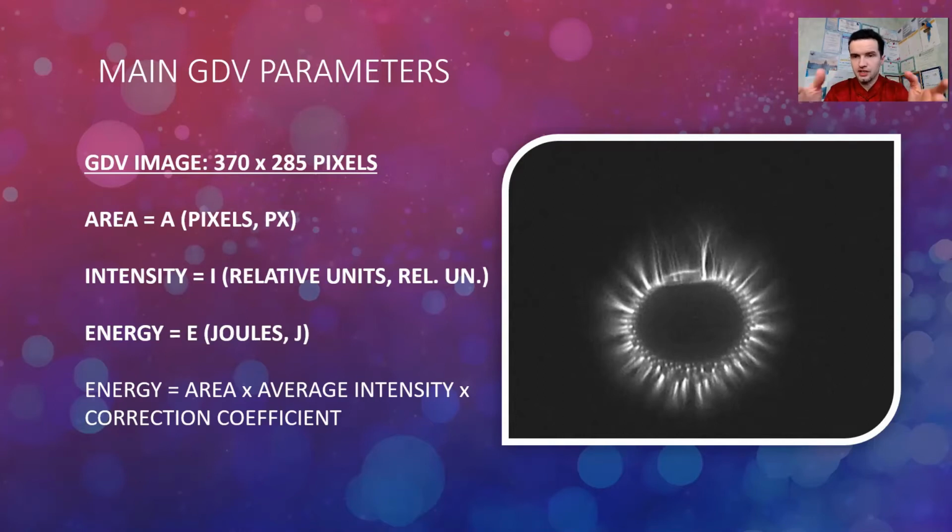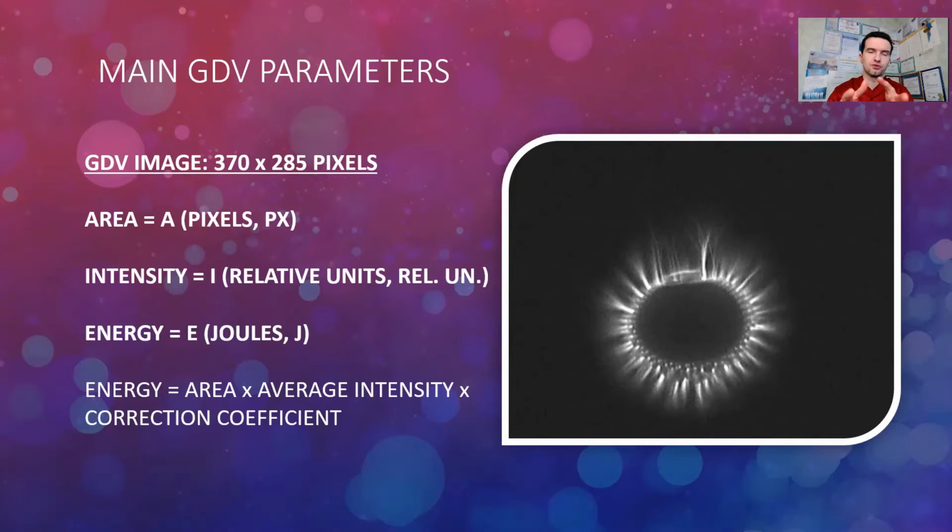So you see that there are two main parameters called area, the number of pixels in the image, meaning only the glow pixels, and intensity of these pixels. And of course, if you multiply them by each other, the intensity by the area, you get the third parameter that is widely used in Biowell software, called energy.